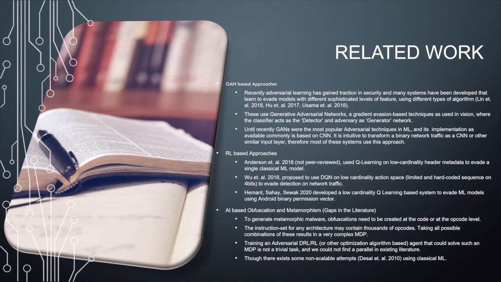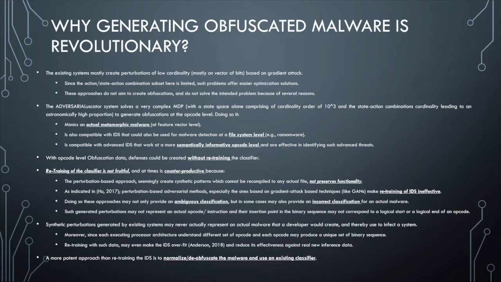Now, these are also the gaps that we find in the literature. We do not find any AI-based obfuscation or metamorphism system which can create an actual malware, or at least a representation of actual malware, such that a system is likely to encounter one day. Now, why we believe that obfuscation and creating metamorphic malware at this level is revolutionary.